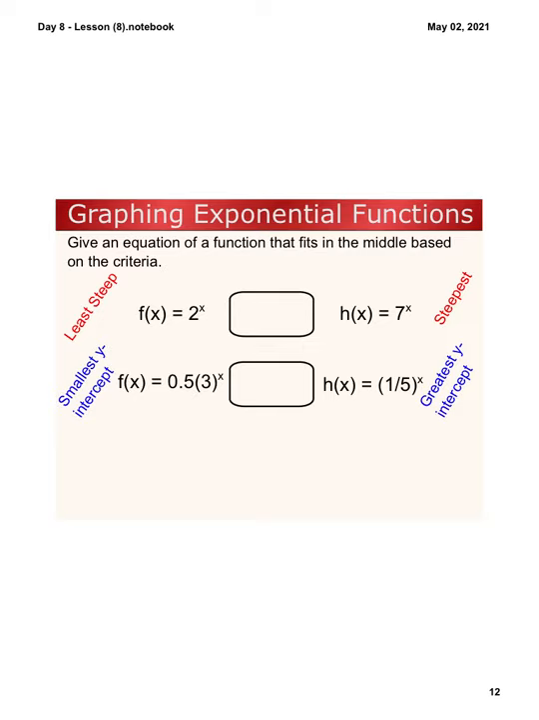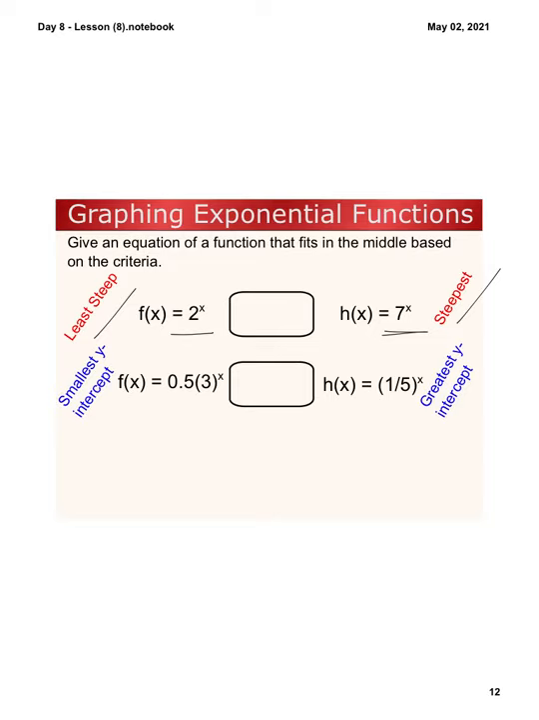All right, we're almost done. So this is a great question that I could ask you in the future. I'm giving you a fill in the blank here, and there's multiple answers. So we need to come up with an equation for this first one that is between the least steep and the steepest. So the least steep is 2 to the x, the steepest is 7 to the x.